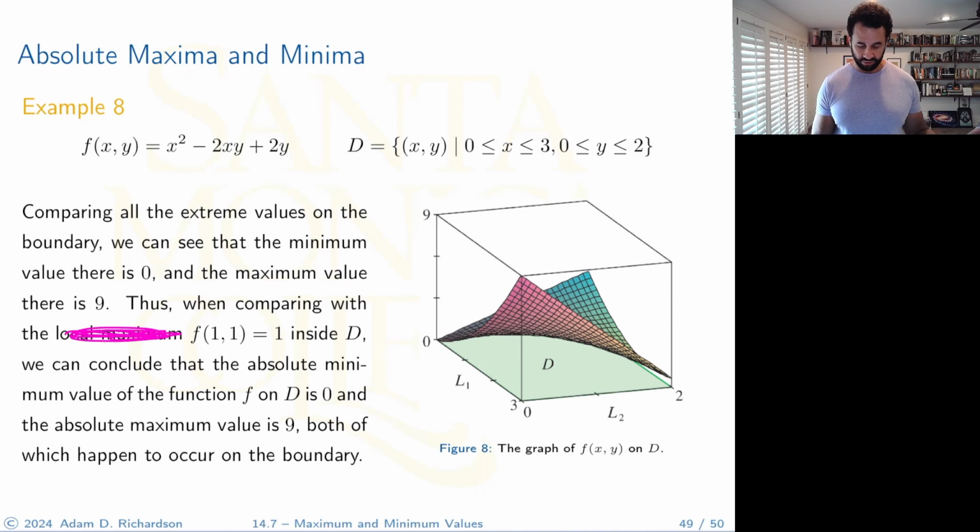So now we can conclude that the absolute minimum value of our function on the rectangle D is 0, and the absolute maximum of our function on the rectangle D is 9. It just happens to be the case that they both occur on the boundary. You can see it in this picture. This is what our function looks like when you restrict it to that rectangle, and you can see here's the minimum, and here's the maximum. And that's what you've got right there.